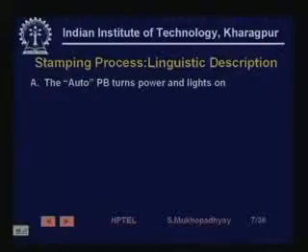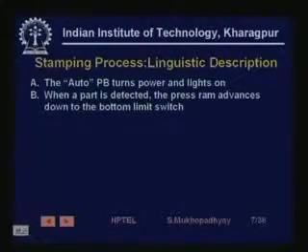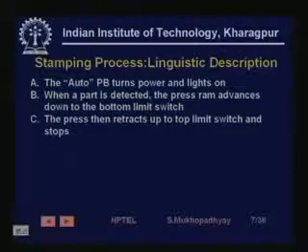In step A, it says that if the auto push button is pressed, that is an operator input, it turns power and lights on. So there is possibly a switch, one or more switches, but we will consider it to be one, which will turn the power and the light on the moment the auto button is pressed. When a part is detected, the thing to be stamped, when it is placed at the proper place and detected, so there has to be a part sensor, the press ram, the heavy piece which will move and make a stamping, advances down and stops once it makes the bottom limit switch. That is again a sensor, and you must have actuators to make the ram move down. Then the press retracts up to the top limit switch and stops. So it makes a stamping and stops.